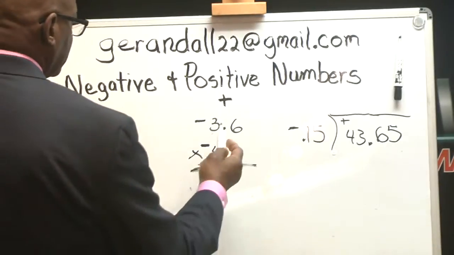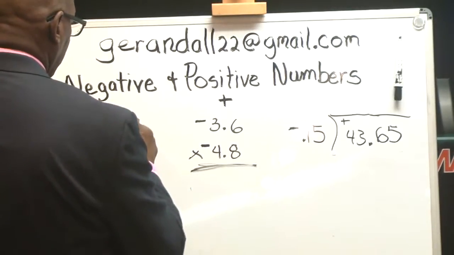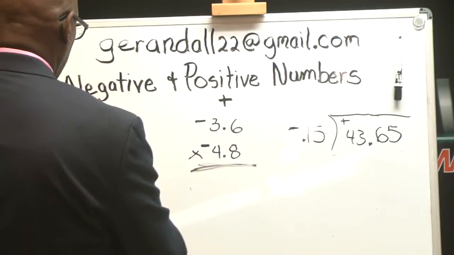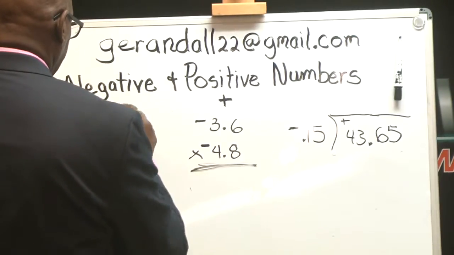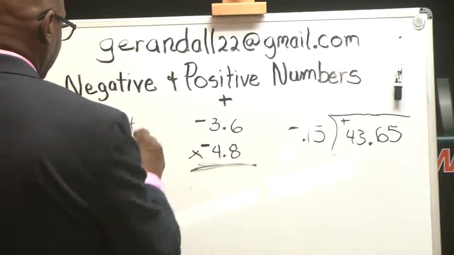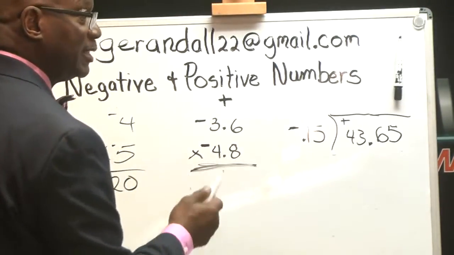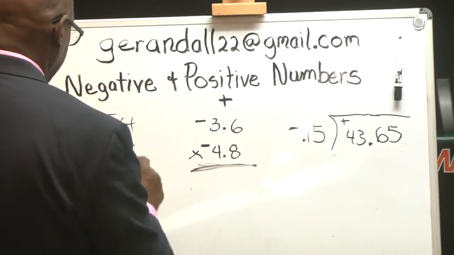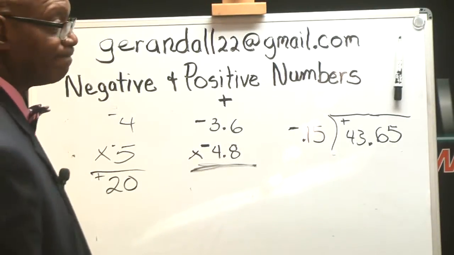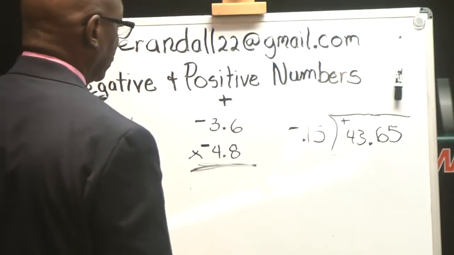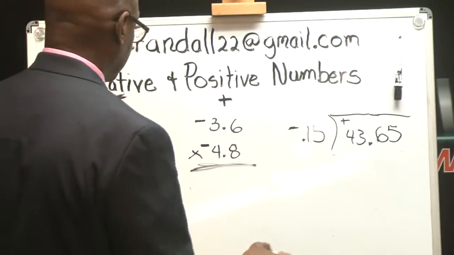And we can do a quick estimate. 3.6 is close to 4, right? And 4.8 is close to 5. And we have two negatives. So 5 times 4 is 20. And in this case, a negative times a negative is a positive 20. That's our estimate. Okay? And we'll talk more about rounding as we go along.